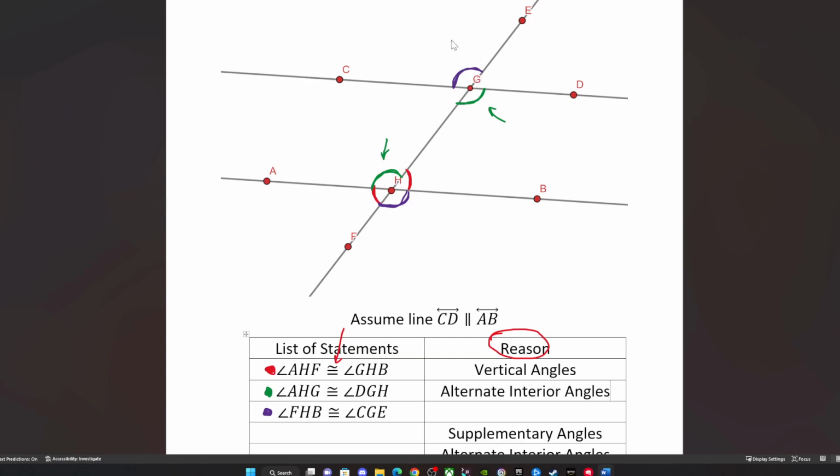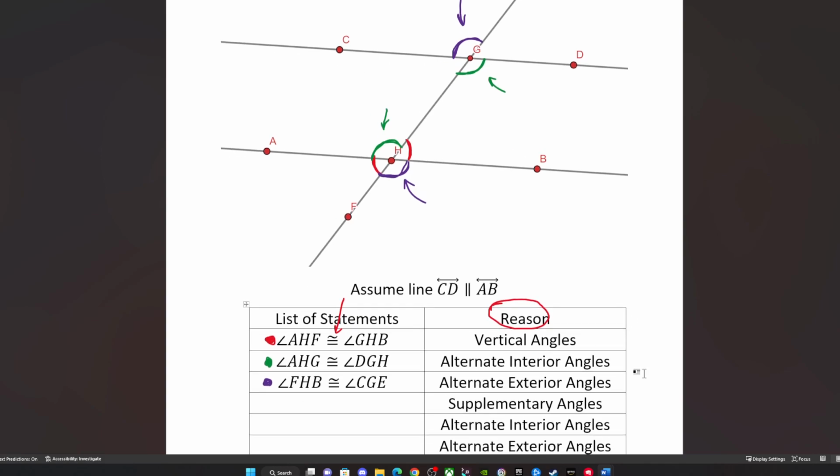All right, so now we have this angle right here, which is on the left side, and this angle right here, which is on the right side. And they are both on the exterior. They're both on the outside. So these angles are alternate exterior angles. Alternate exterior angles. And this is some of them.